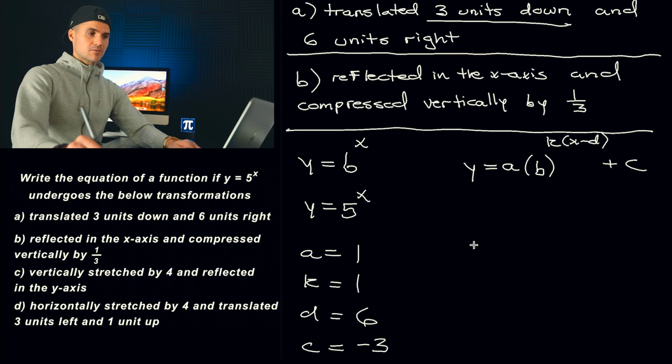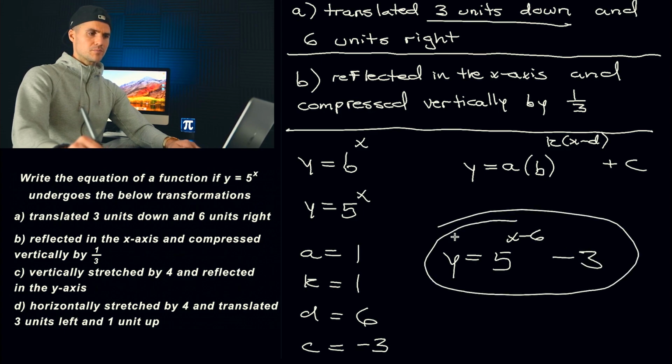And now we just plug these in, right? So we would have what? Y equals, the a value is 1, don't have to write anything there. The b value is 5, the base. We got a k value of 1, don't have to write anything there. And then we'd have x minus d, so x minus 6, minus 3, like that. That would be the equation for this first scenario in part A. Okay, so that is part A.